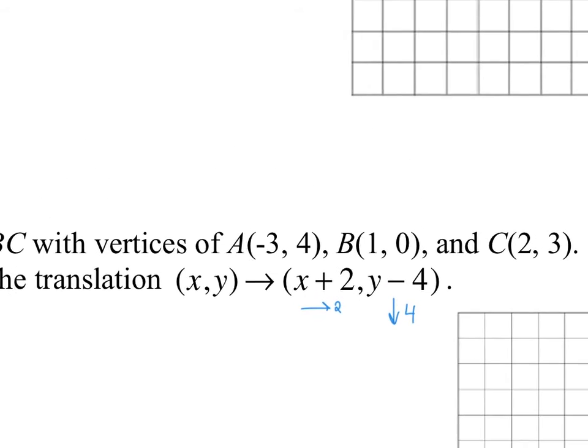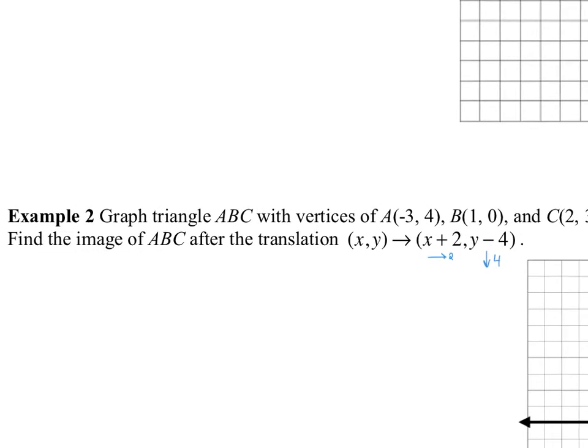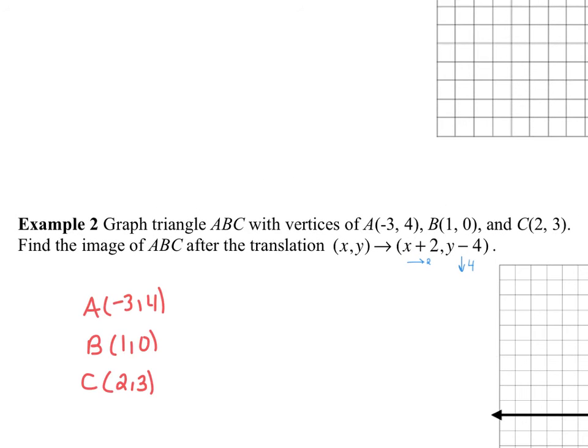Okay, what I'm going to do is plot my original image. Well, first I'm going to write the coordinates. I'm going to write A(-3, 4), B(1, 0), and C(2, 3). So now that I have my points written, what I'm going to do now is plot these points on the coordinate plane.